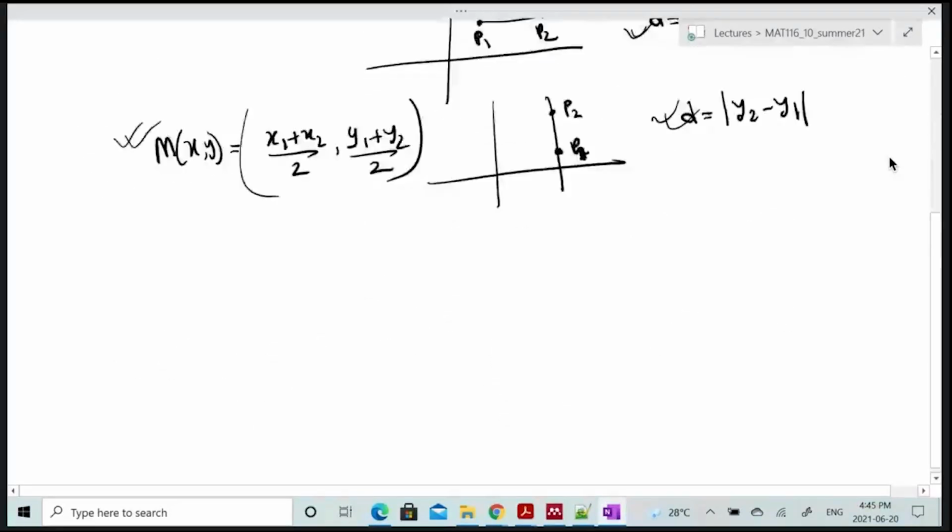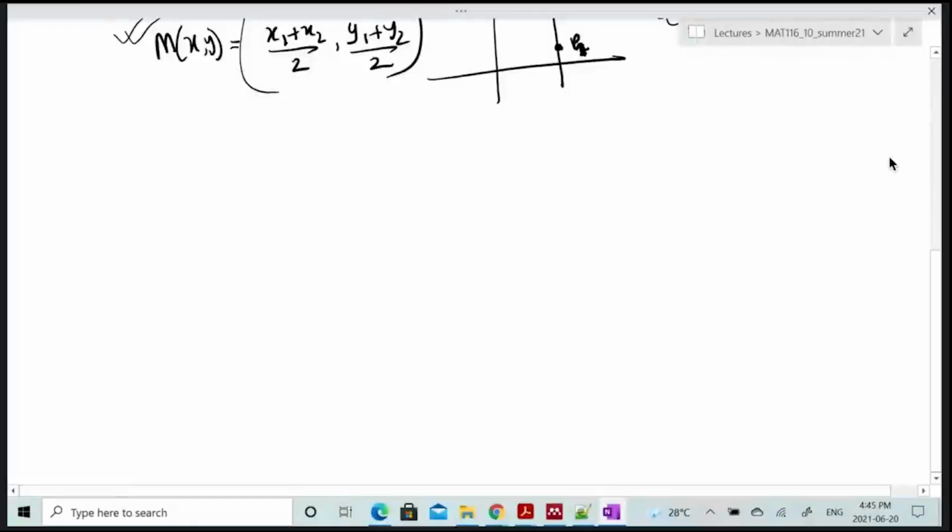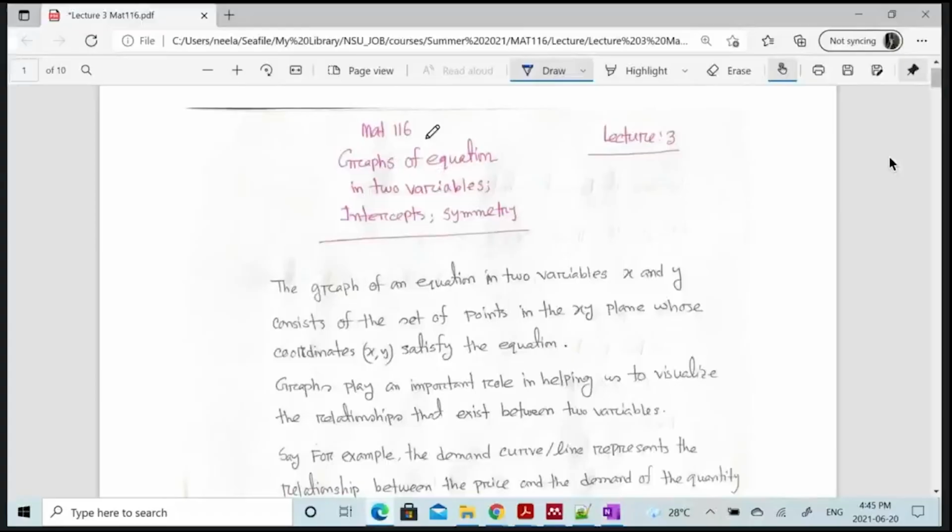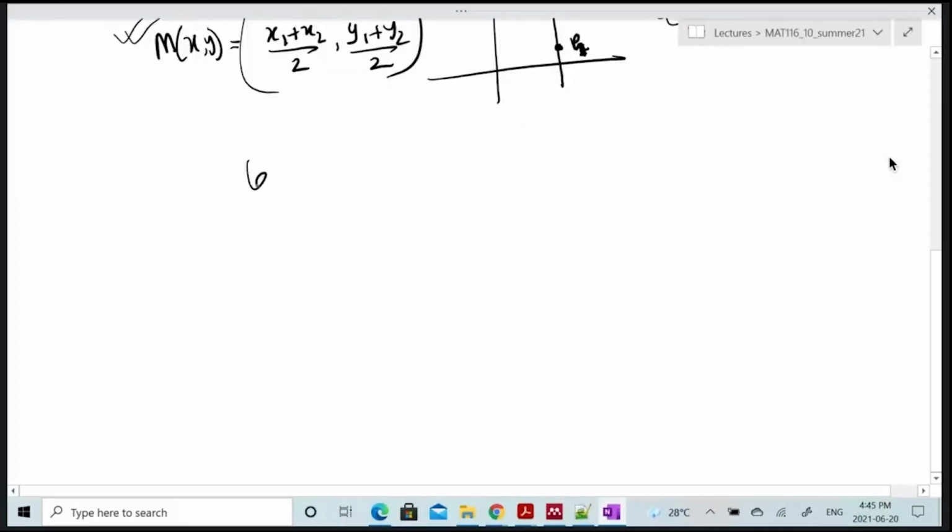Now we are going to start lecture 3. Today what we are going to learn is how to draw a graph of an equation in 2 variables. So what does it mean? Say we have the equation y equal to 2x plus 5. We have 2 variables here, one is x and another is y. We're going to see how to draw the graph of it using values of x and y.